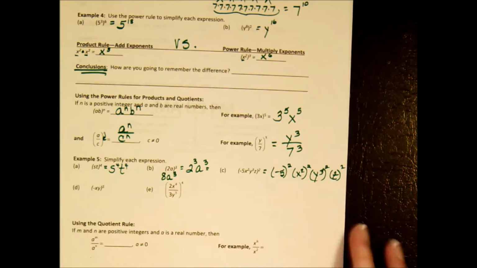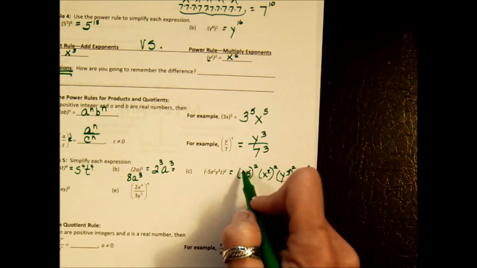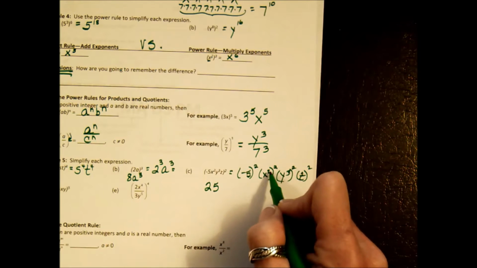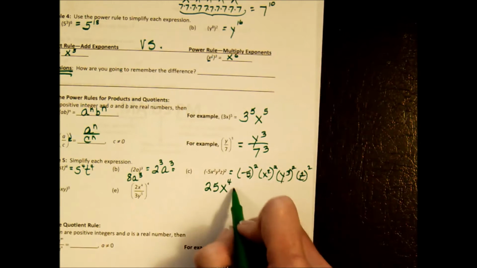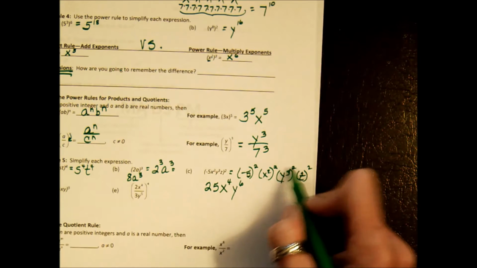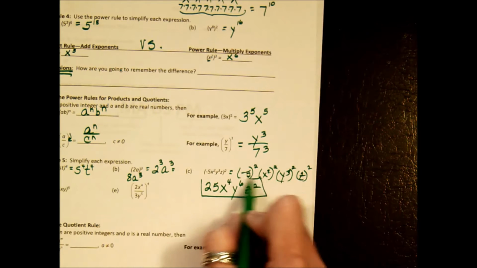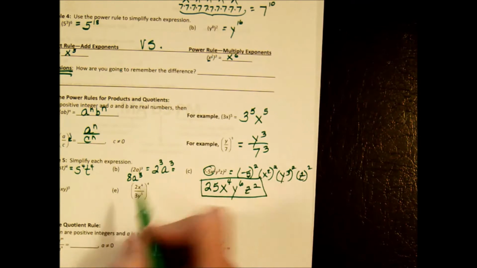Whoops, let's scoot that over. Now, let's go ahead and simplify. Negative 5 squared is a positive 25. X squared squared is an x to the 4th. Y cubed squared is a y to the 6th. We're multiplying Z squared. Don't try to do it in one step because what will happen is you'll forget about that negative 5.